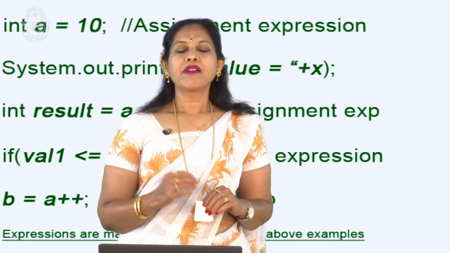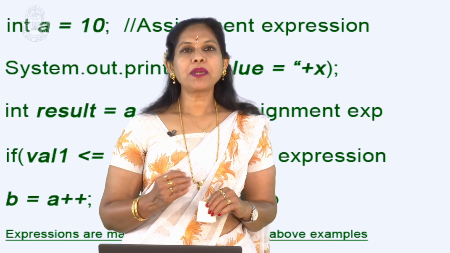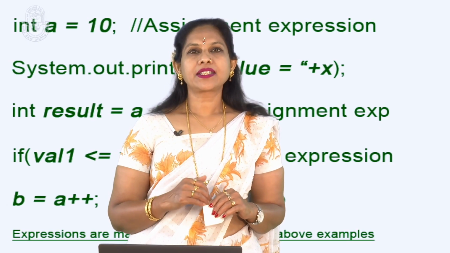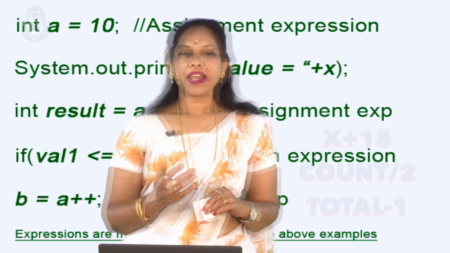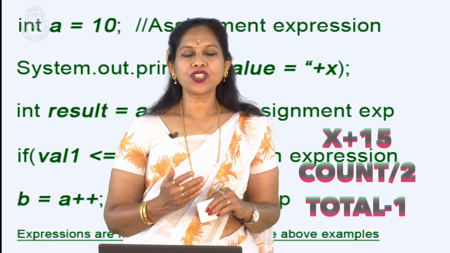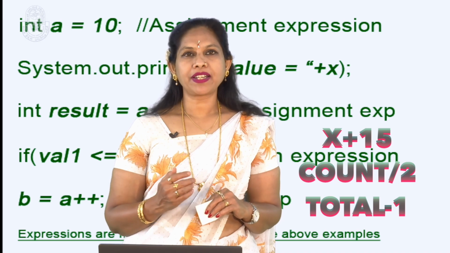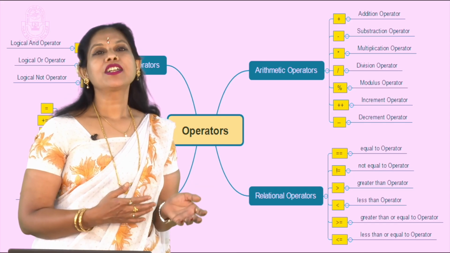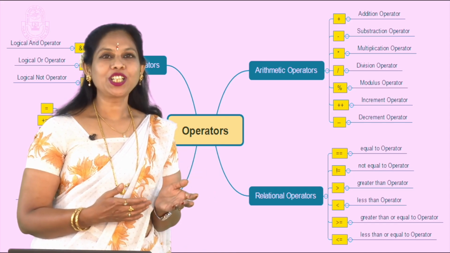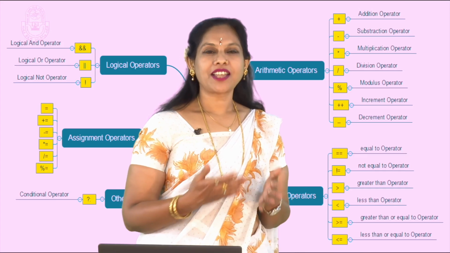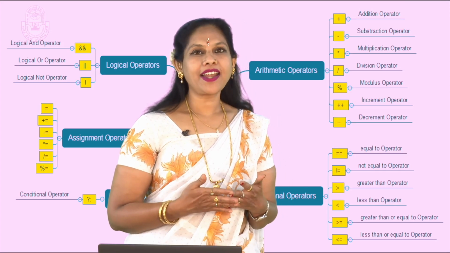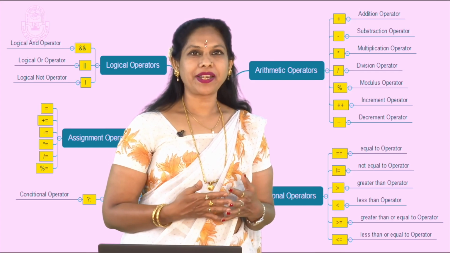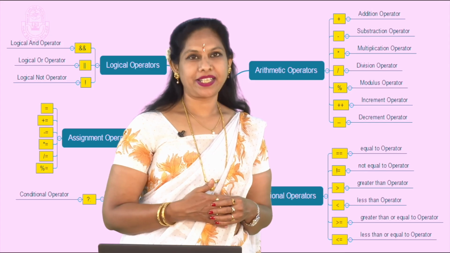Expressions. Expressions are the simplest form of statements in Java. These statements return a value that can be assigned to a variable. The following are examples of expressions: x + 15, count / 2, total - 1. Operators. Operators are special symbols used in expressions. They include arithmetic operators, assignment operators, increment and decrement operators, logical operators, bitwise operators and comparison operators.